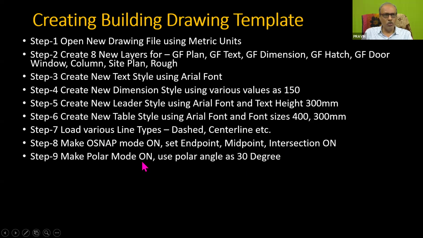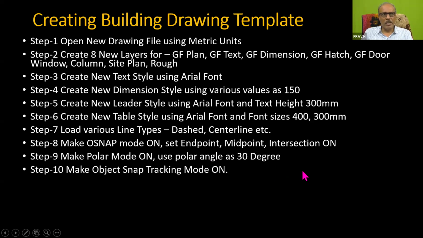Here we have to use the function button F10 to make the polar mode on, and by right click on the polar mode setting, we will set the angle of 30 degrees. So that is the next step we also require to take for setting our building drawing template.